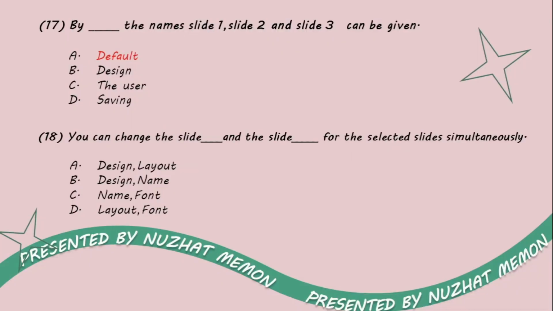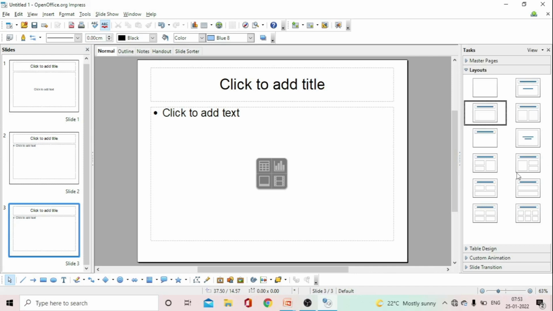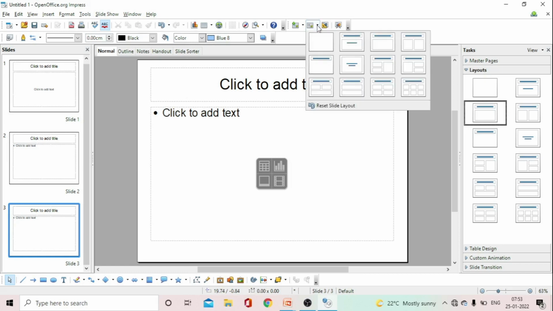Now let's move to our next question, that is, you can change the slide dash and the slide dash for the selected slides simultaneously. So you can change the slide design also and slide layout also. How? Let us see here. So here I will show this task pane also, and now here this is an icon of slide layout where you can change the layout.